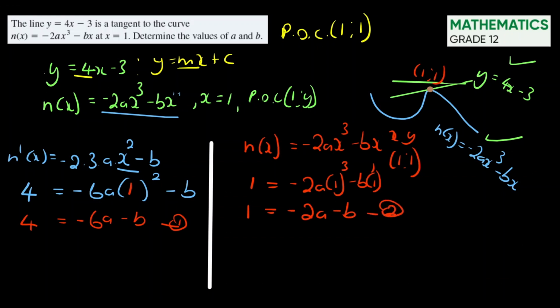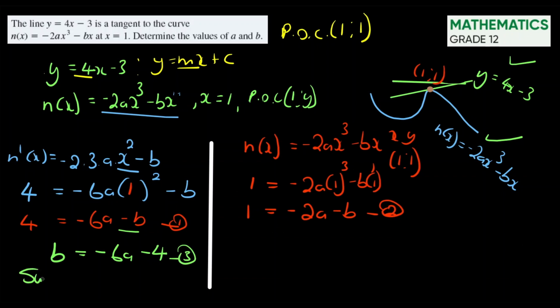So we almost have our answer. And we just need to solve these equations simultaneously, which would be very simple. What we can do, we can just take equation 1 and make b the subject. How do we make b the subject? We can take this b to the left hand side to make it positive. Then, taking the 4 to the left hand side, we're going to have b equals negative 6a minus 4. This will be equation 3.